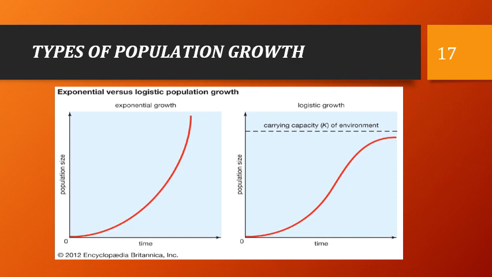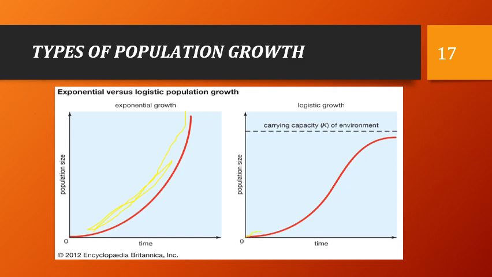If we analyze the exponential growth, it is a rapid, constant increase of the population. So it is constant, as you can see in this illustration, right? It just goes upward.